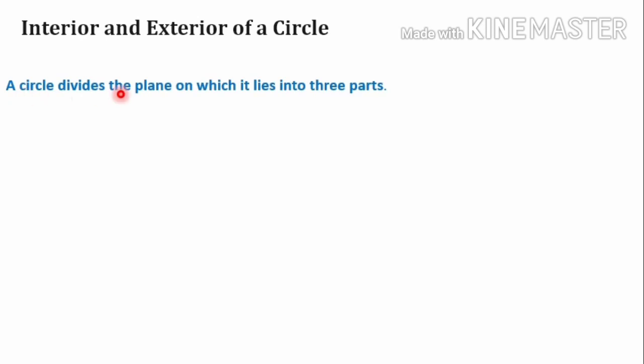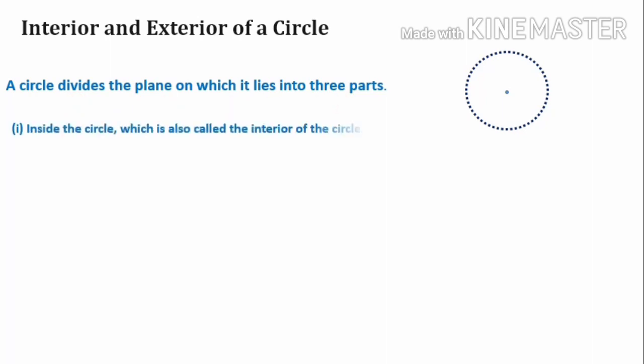Here, a circle divides the plane on which it lies into three parts. Whenever a circle comes into the plane, the plane is divided into three parts. What are they? Let's check it. The first part is inside the circle, that is this portion. Inside the circle, that is called the interior of the circle.